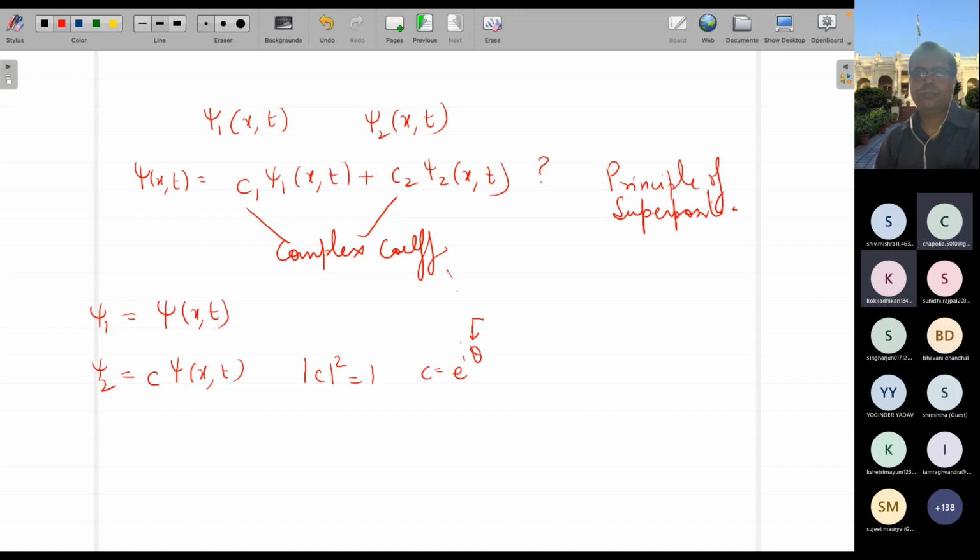I think if mod c square equals 1, then psi2 should be a solution for any particular time. That should be the solution which the Schrodinger equation should follow.